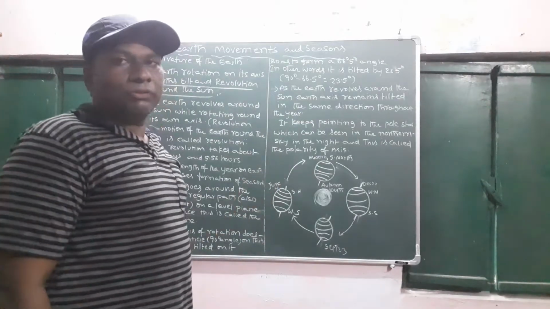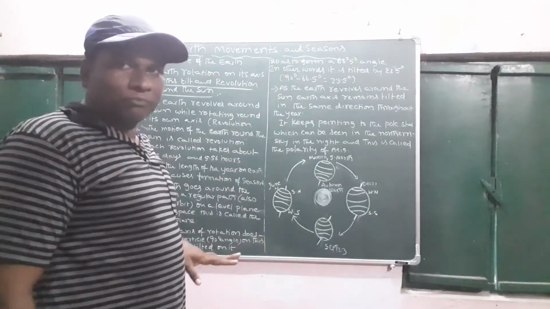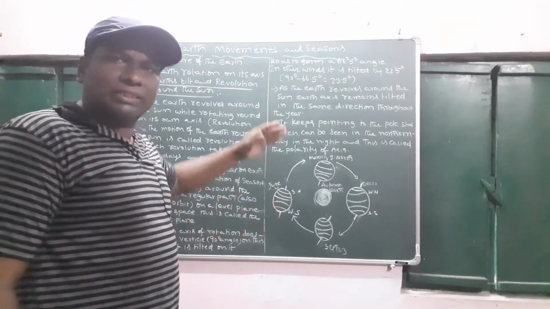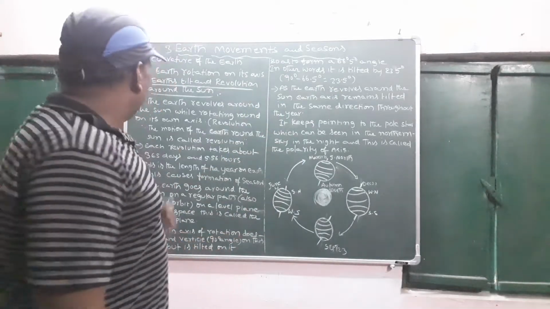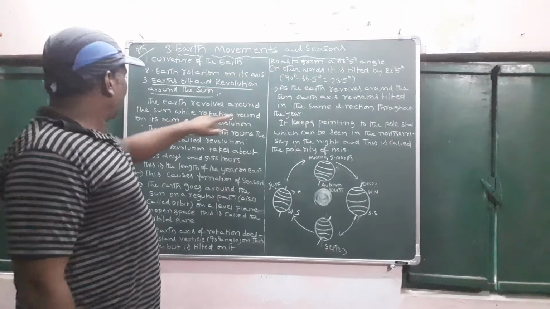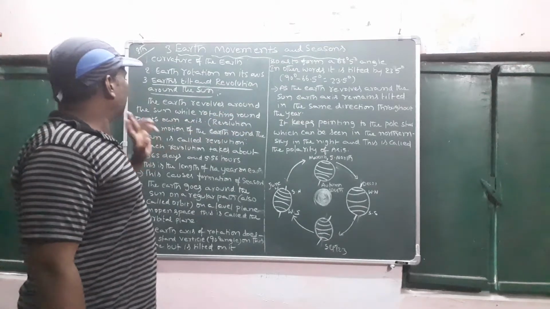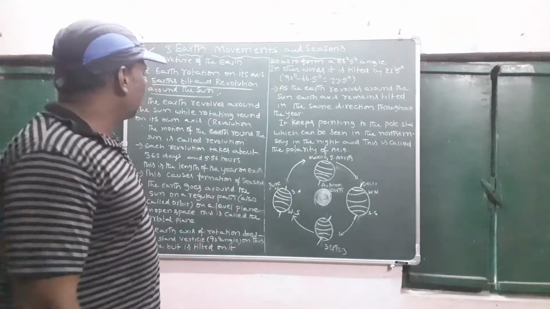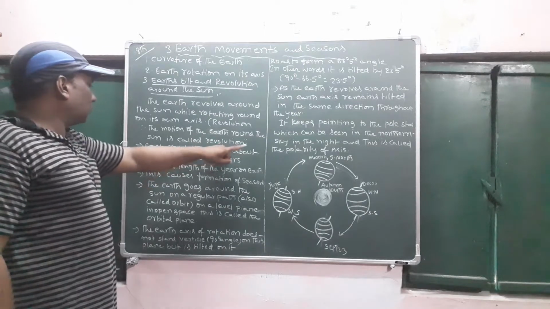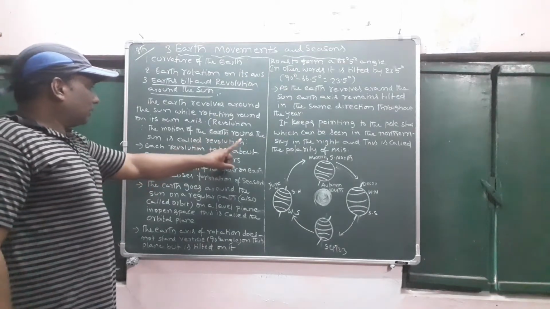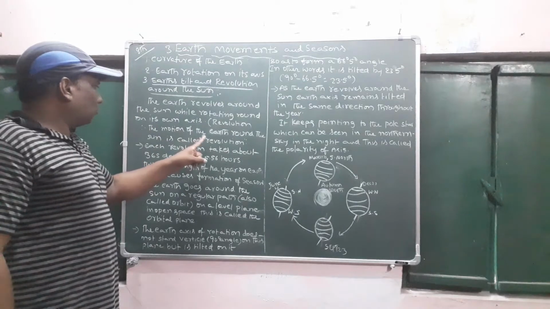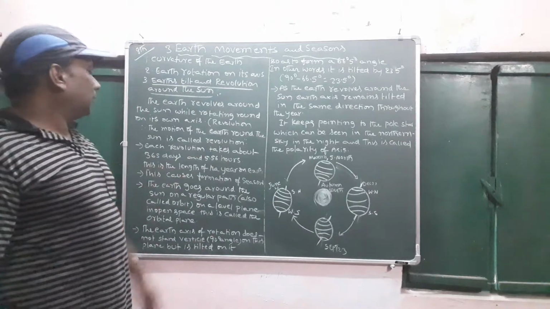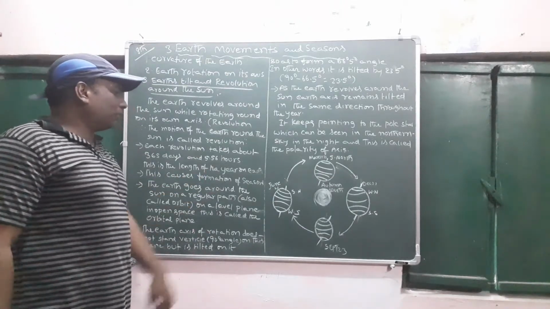What is the cause of revolution? Seasons are forming. We have summer season, winter season, autumn season, such seasons we have. See, the earth revolves around the sun while rotating around its own axis, like a top. Revolution, the motion of the earth around the sun, is called revolution. Each revolution takes about 365 days and 5.56 hours.